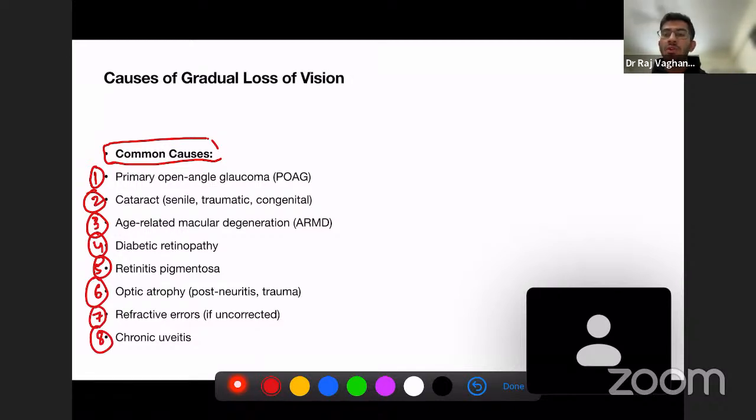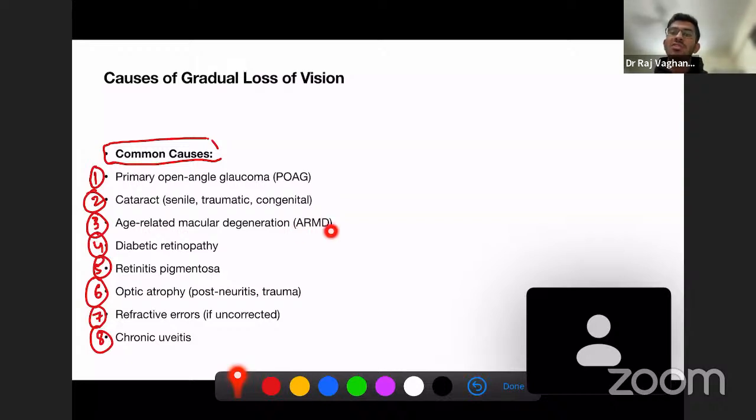Now how do you remember this? First of all, glaucoma and cataract are the 2 most important causes. In glaucoma, which type? Primary open angle glaucoma, POAG. And in cataract, which type? Senile, traumatic, and congenital. These are the 3 types of cataract that cause the gradual loss of vision.